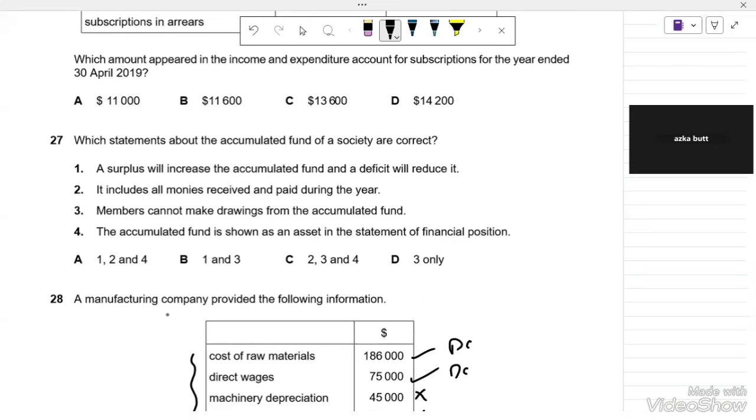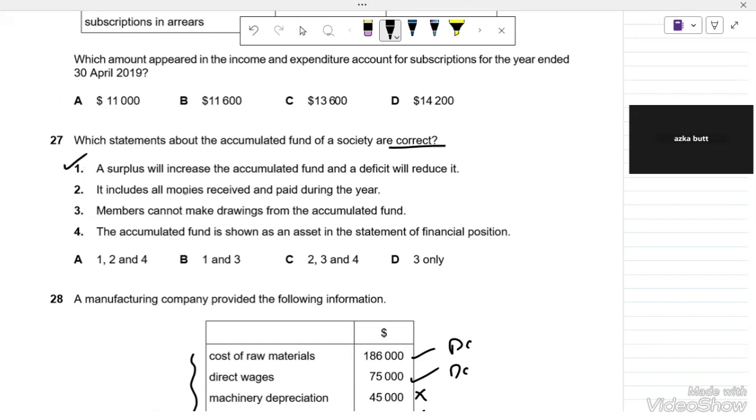So in question number 27, which statements about the accumulated fund of a society are correct? The first one is that a surplus will increase the accumulated fund and a deficit will reduce it. This is correct because the accumulated fund represents the net assets of the society. A surplus, the excess of income over expenditure, will increase it and a deficit will reduce it. So option A, the first, is the right option.